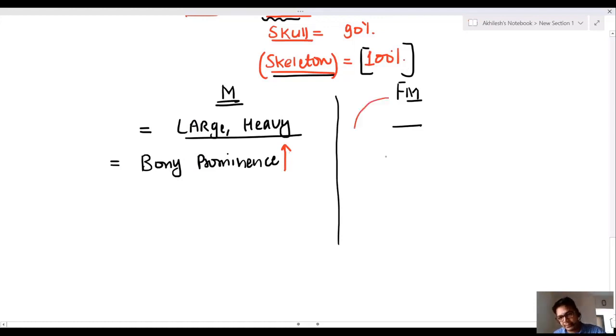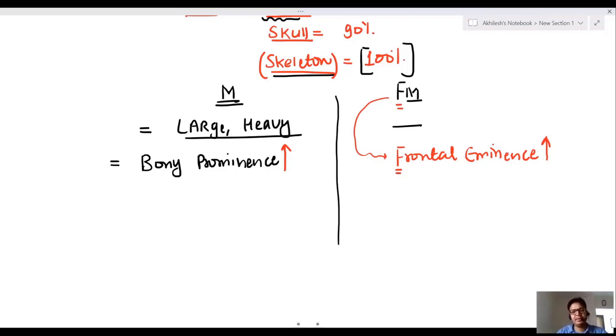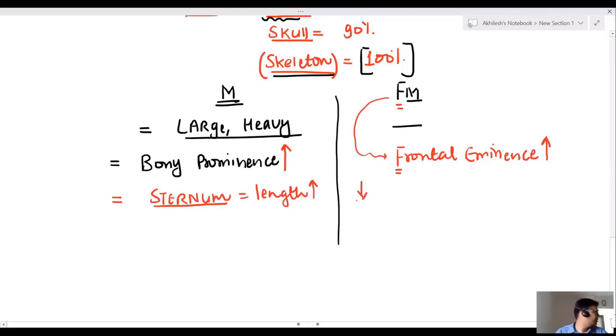But sir, in females, we have one bony prominence that is more prominent. This is the frontal eminence. So what is the trick to remember? F for female, F for frontal eminence. That is more prominent in females. Sternum length is more in males, less in females.